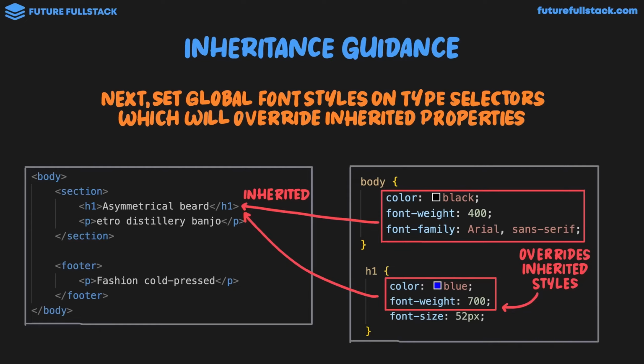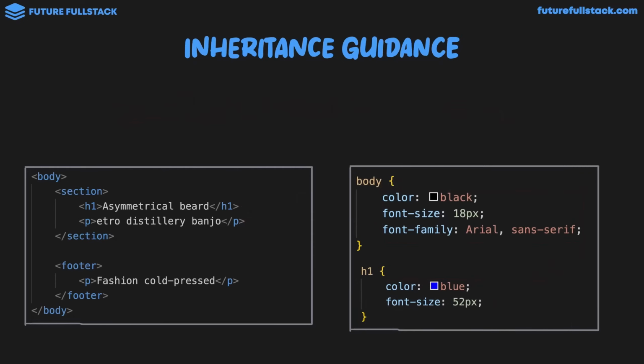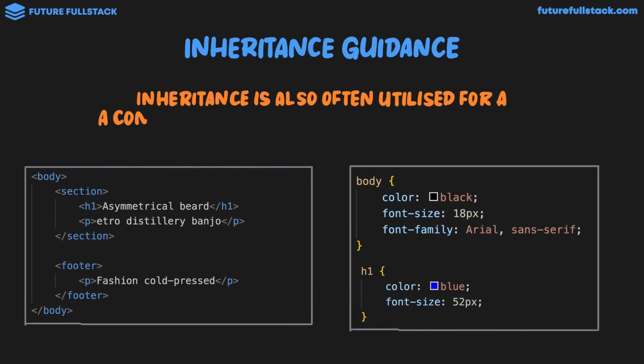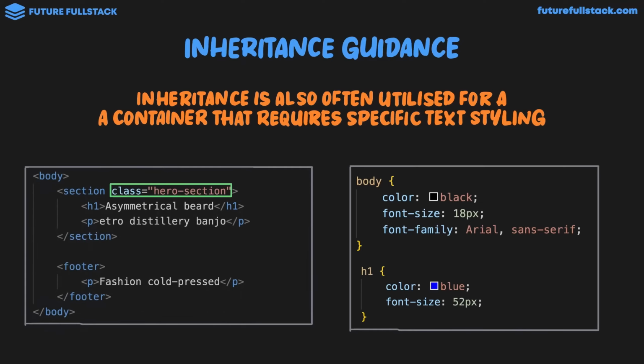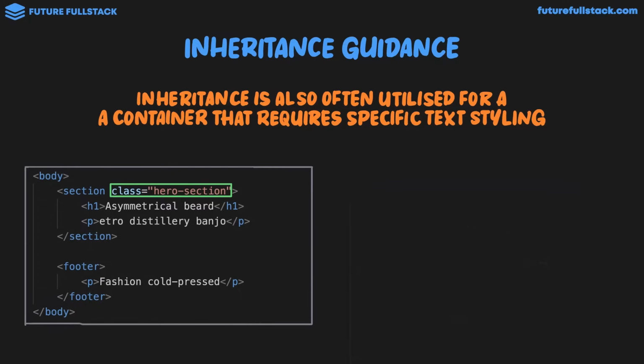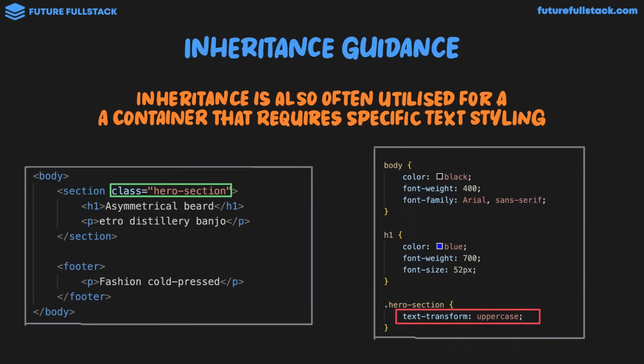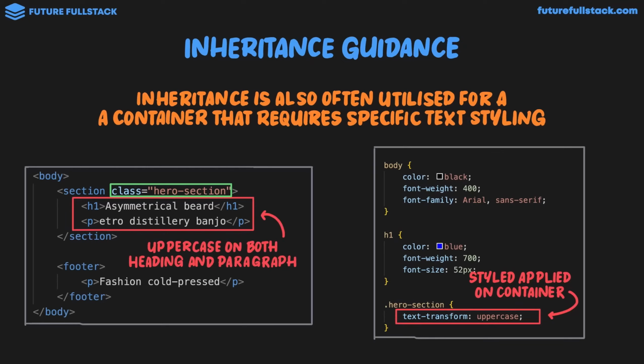Setting default text properties on the body element is very, very common, but inheritance is also often utilized for a container that requires specific text styling. In the HTML snippet we have on the left here, I'm going to simply add a class to the section with the value hero section. I'm then going to update our CSS where I'm targeting the hero section and adding a text transform property. So this style is applied on the container. So we end up with our heading 1, which will result in uppercase on both heading and paragraph elements. So it's very common to use inheritance both to set default text styles on the body, as well as use inheritance within particular sections of the page.